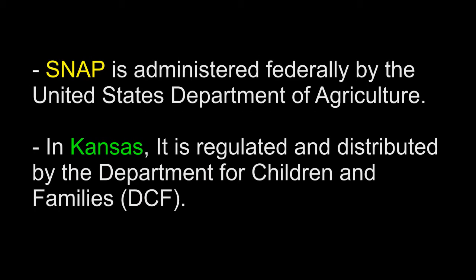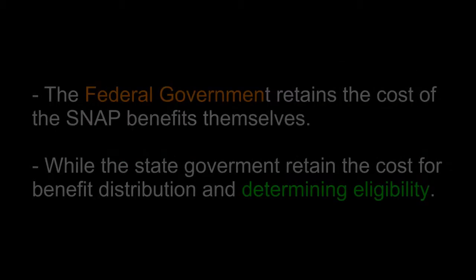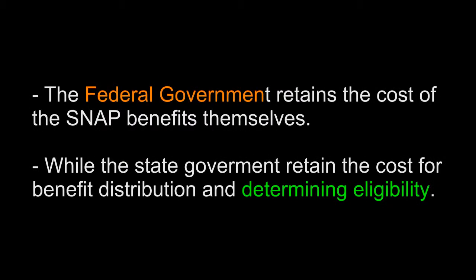SNAP is administered federally by the USDA. In Kansas, it is regulated and distributed by the Department for Children and Families, or the DCF. The federal government retains the costs of the SNAP benefits themselves, while the state governments retain the costs for benefit distribution and determining eligibility.